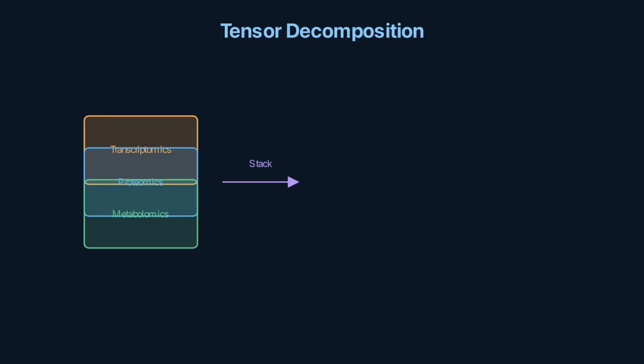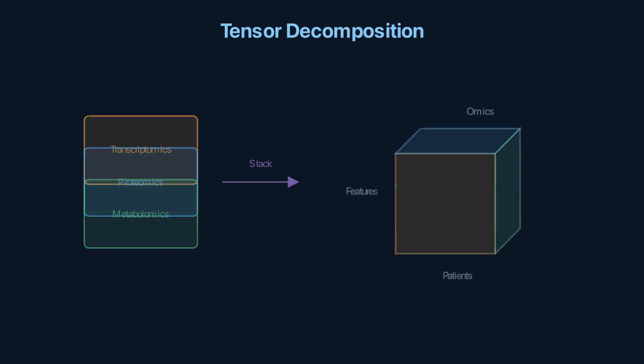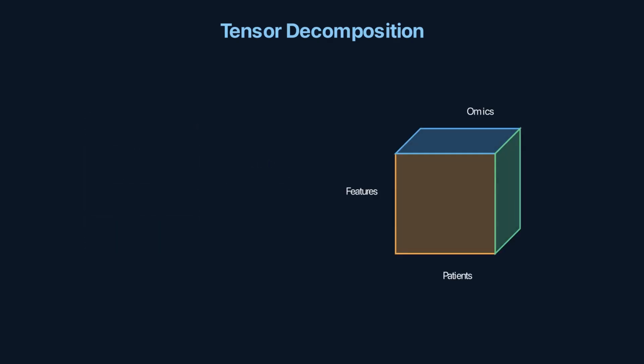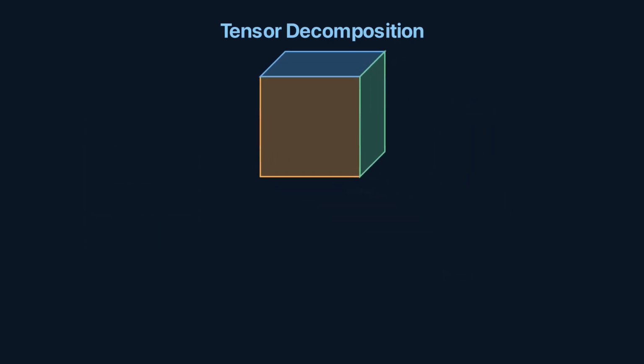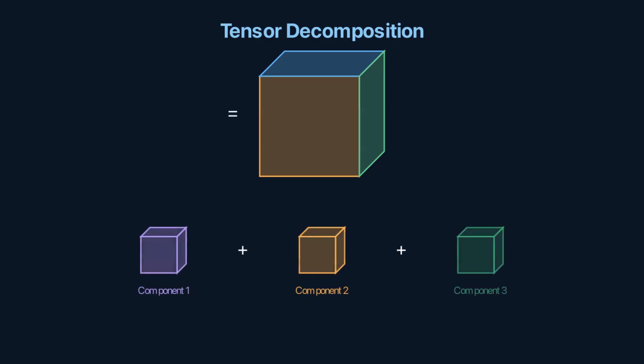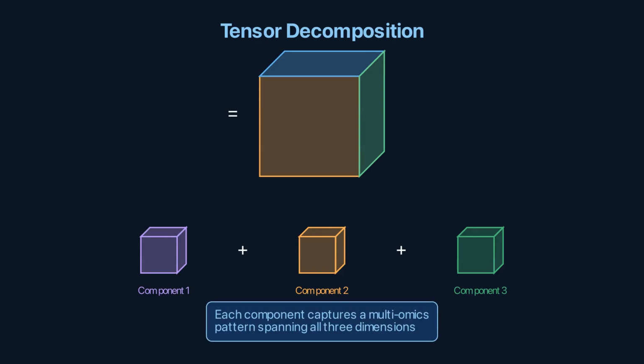Tensor decomposition breaks this cube into a sum of simple components. Each component is a rank 1 tensor, a pattern that spans all 3 dimensions simultaneously. This captures interactions between omics layers that matrix methods like MOFA+ would miss. If a gene, its protein product, and a downstream metabolite all co-vary across patients, tensor decomposition finds the 3-way interaction.